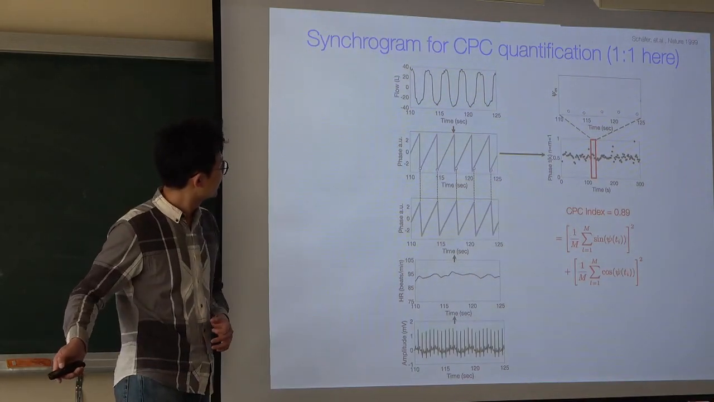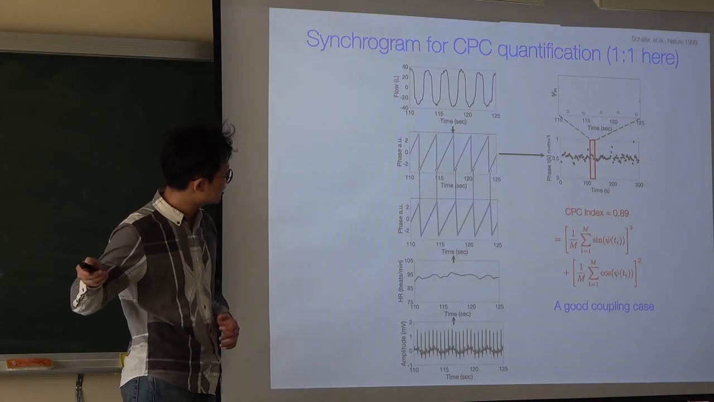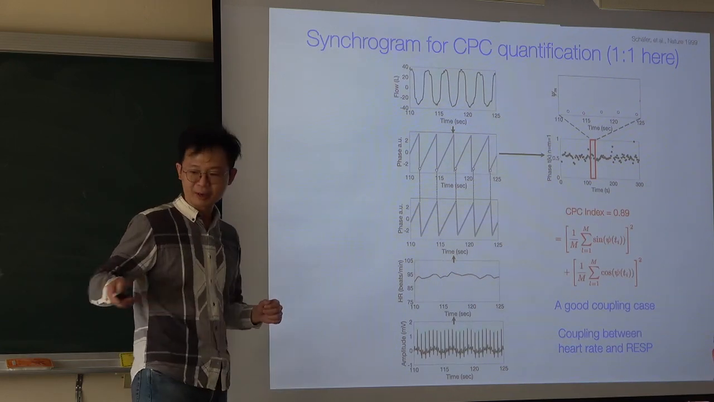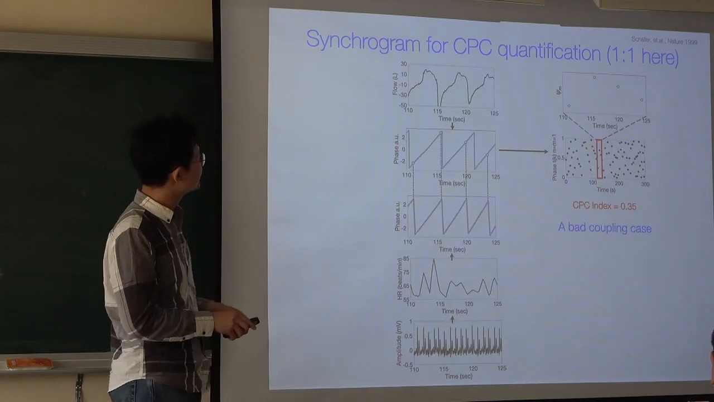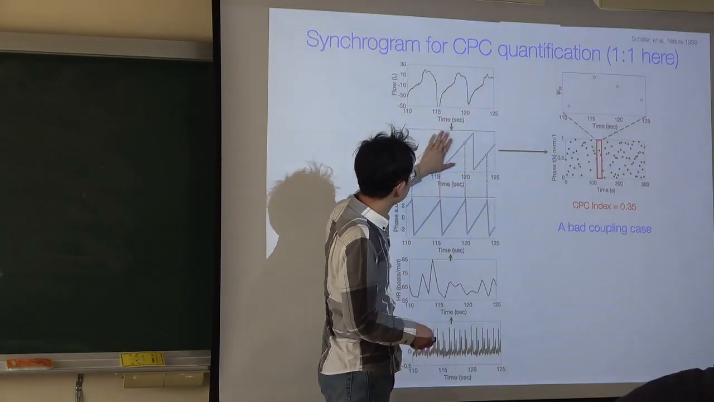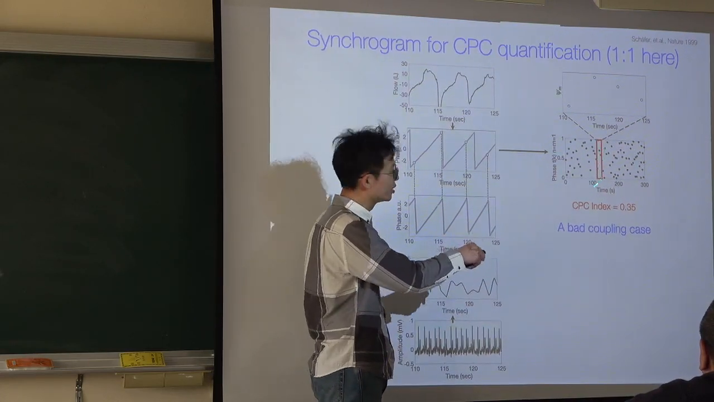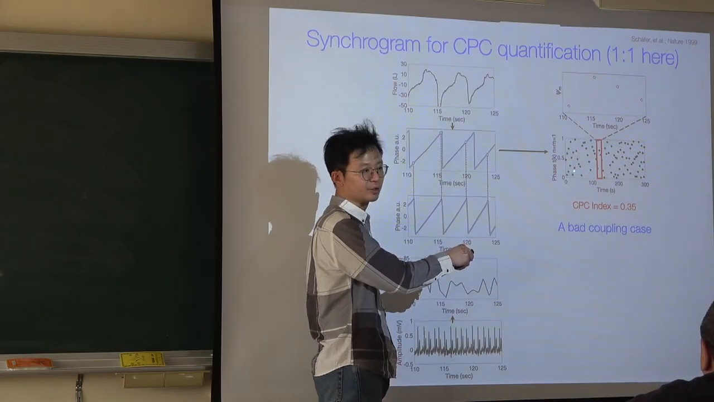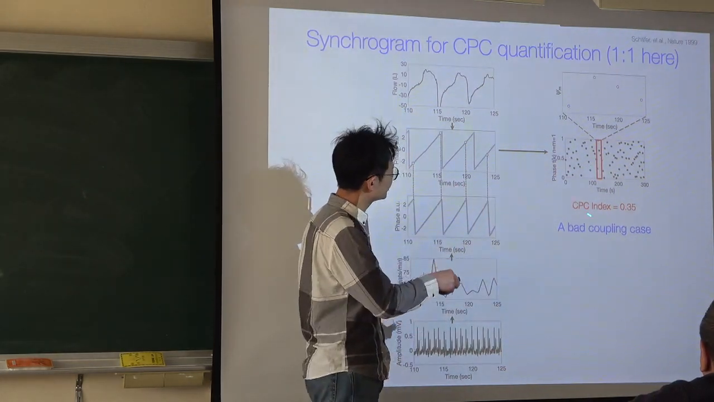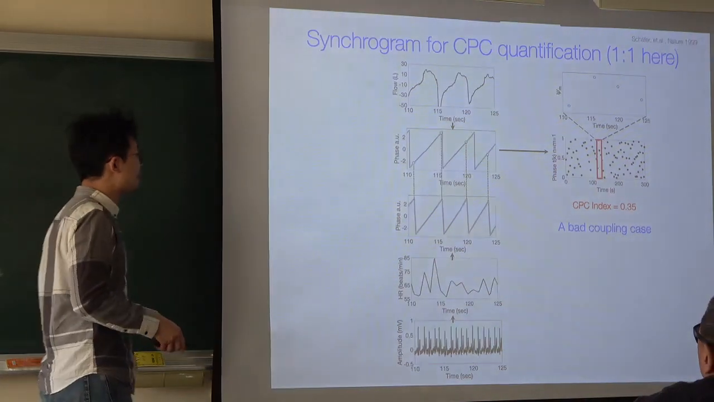And you can see another example. This is a good coupling case, a coupling between heart rate and respiration. And this is another example, which is a bad coupling. You can see this is a phase of heart rate, but the distribution is kind of chaotic. There is no horizontal line and so on. If you quantify the index, it is 0.35. It is considered a bad coupling.